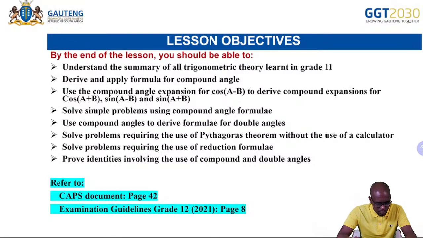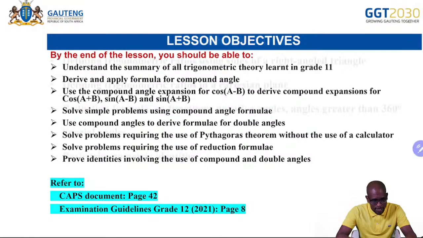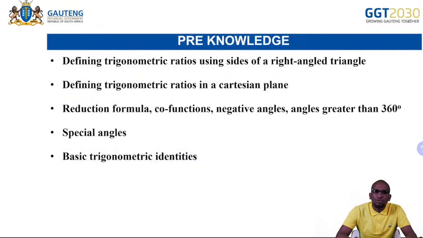We solve simple problems using compound angle formulae. We also use compound angles to derive formulae for double angles, and then from there we solve problems requiring the use of Pythagoras theorem, without the use of a calculator. We also solve problems requiring the use of reduction formula, as well as prove identities. This is on page 42 of your CAPS document and on page 8 of the exam guideline that was published in 2021.